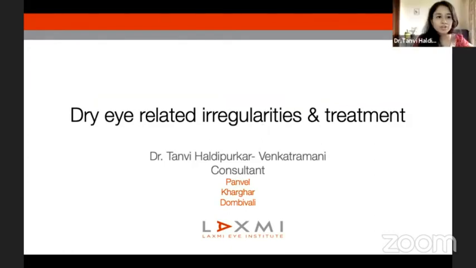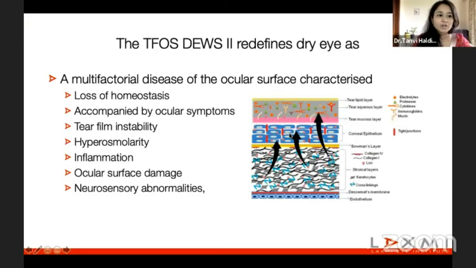I'll be talking about dry eye and the problems related to that while assessing patients for cataract and refractive surgery and how we can deal with them. So a dry topic indeed, but please bear with me. The Tear Film and Ocular Surface Society has defined dry eye as a multifactorial disease. We know that the pathway ultimately leads to a hyperosmolarity and then ocular surface damage.